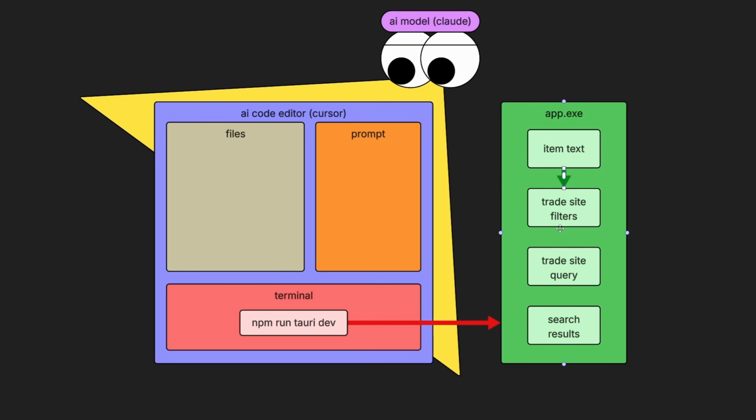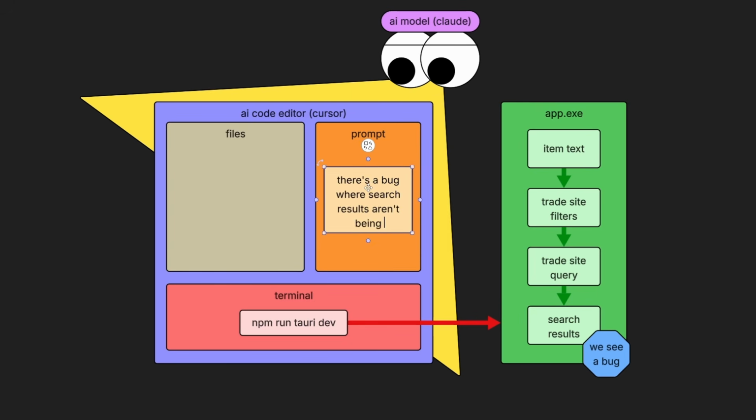That got turned into trade site filters. That got turned into a query. And then finally, we got some search results. And it's at this point we noticed we've got a bug. We said to filter for boots with movement speed, and we got back some boots without movement speed. So naturally at this point we could say in a prompt, there's a bug where search results aren't being filtered by the movement speed filter.